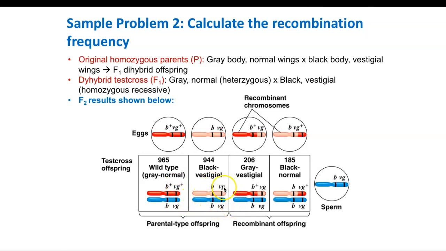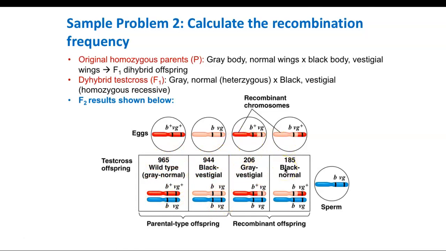Homozygous black, homozygous vestigial. Remember, if you see a plus sign, that means it's dominant. That's how you can tell this B plus and then this just B by itself, that is heterozygous. VG plus and then VG by itself, that's heterozygous. Then homozygous recessive or mutant would be black vestigial. So here's a parental type, here's a parental type, here are your recombinants.